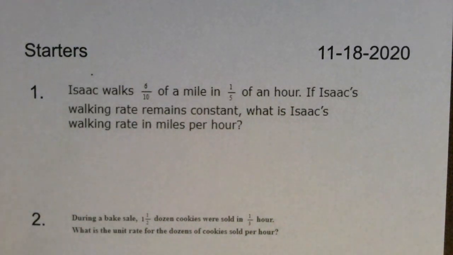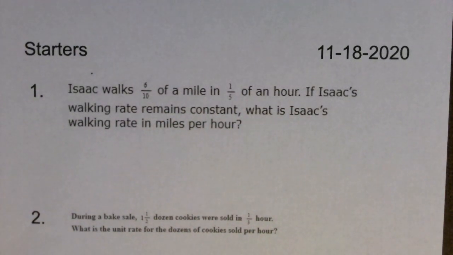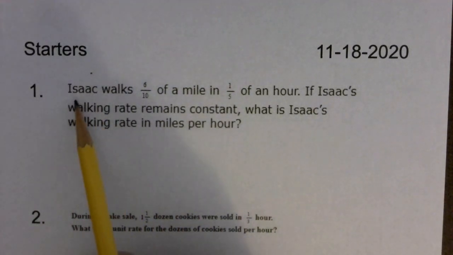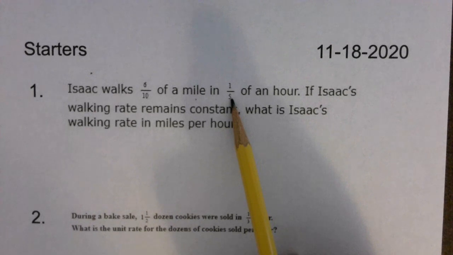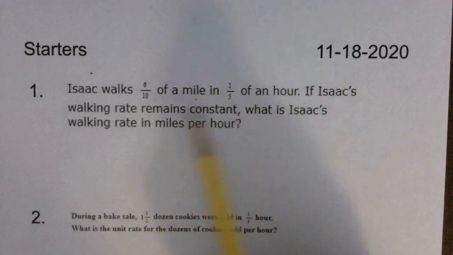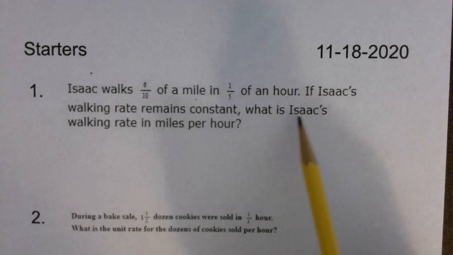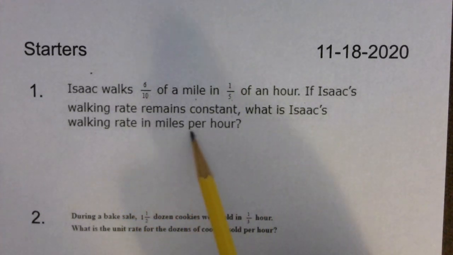All right, here are the answers for Wednesday's starters. This is a little more difficult today. So Isaac walks 6/10 of a mile in 1/5 of an hour. If Isaac's walking rate remains constant, then what is Isaac's walking rate in miles per hour?